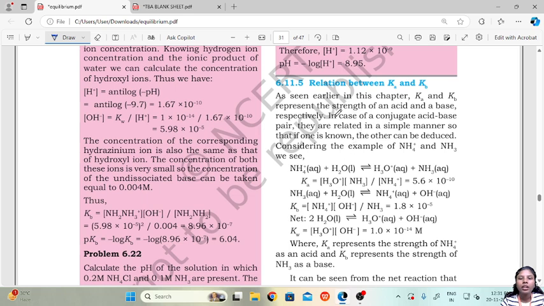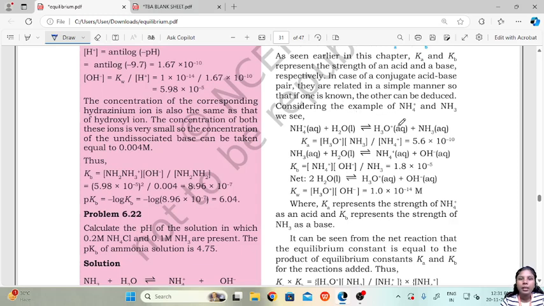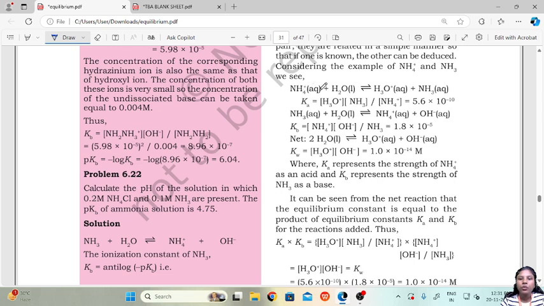So when we are talking in terms of conjugate acid bases, it is much simpler. If you know the value of one of them, then it is easier to deduce the other one. Let's consider a simple example of NH4 plus and NH3. Say we have NH4 plus and water, which dissociates to give hydronium ion and NH3. Here Ka is H3O plus times NH3 upon NH4 plus, and we get 5.6 into 10 raised to minus 10.